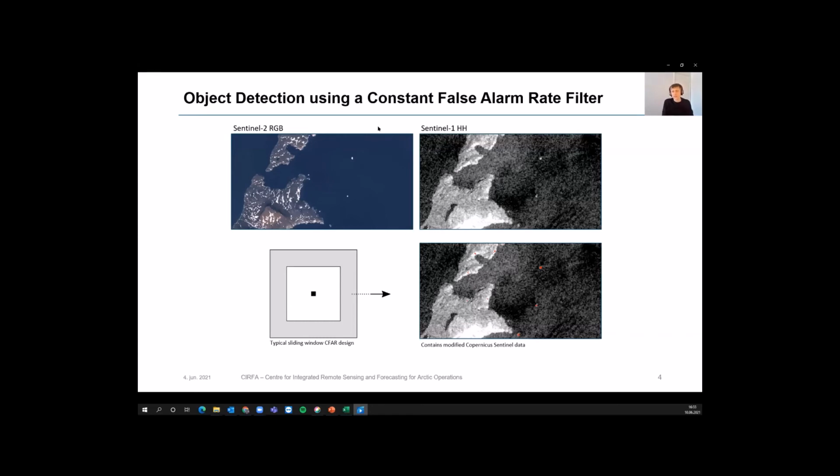This method works great in open water, as we see in the examples here. In the bottom right corner, we see the detections made in the top right image marked as red. We also have some detections on land, of course, but those can later be removed in post-processing.